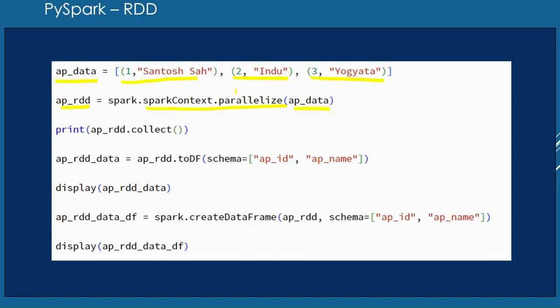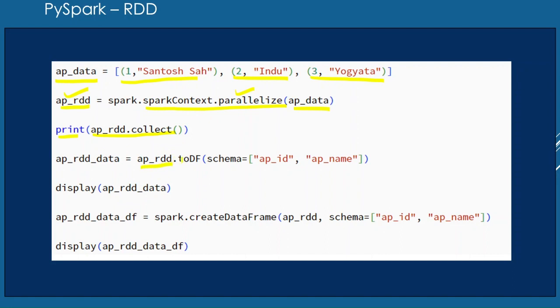What this parallelize function will do is take the list variable data and convert it into the RDD. Here we are just doing a collect operation, and whatever the content is, it is printed. I will show you how it will look in my exercise.